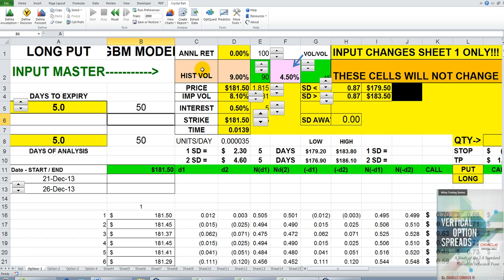The brown colored cell is probably your most, if it's not the most important, it's certainly one of the most important. I'm going to go ahead and say it is the most important, because if you get that number correct, or as correct as possible, you are making very, very precise probability estimates. That's what we're in business for.